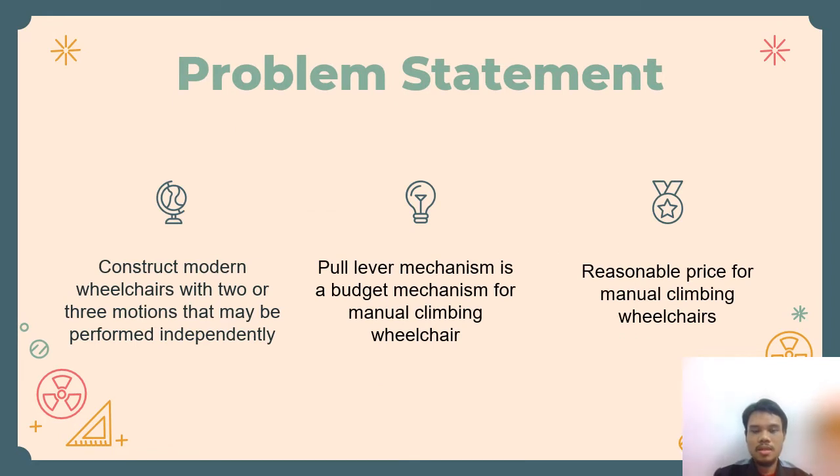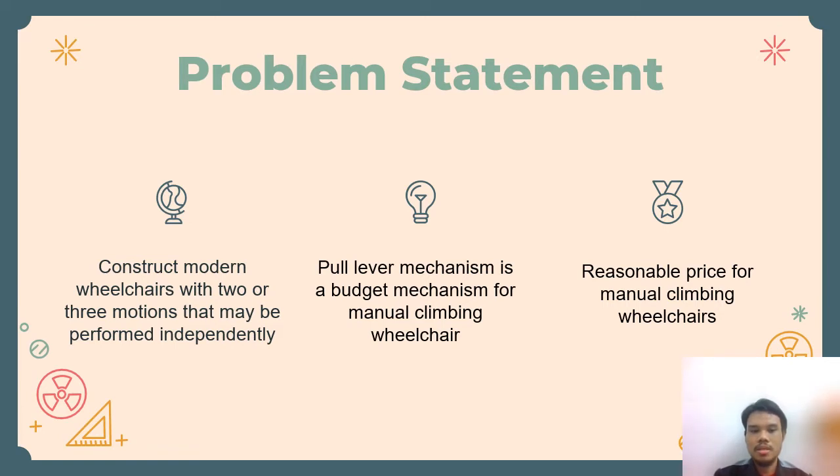For the problem statement, first, construct modern wheelchairs with 2 or 3 motions that may be performed independently. The user needs the assistance of 2 or 3 people to help lift the wheelchair up the stairs. It can create trouble for the people and it will be difficult for them to climb the stairs.